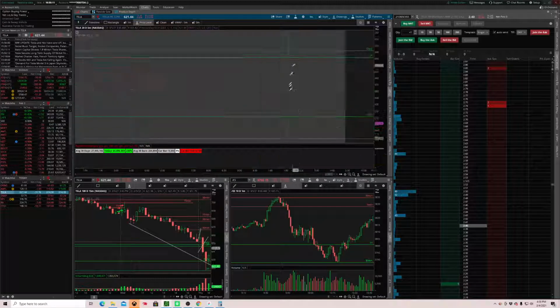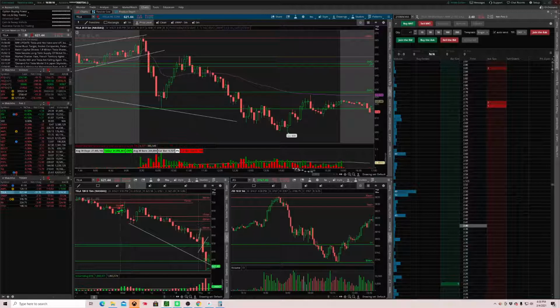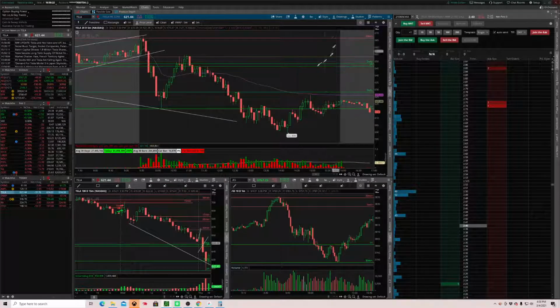We essentially use the zones as maps. We don't use them as absolute points of entry or exits. They're essentially just telling you where the price is most likely to reverse.